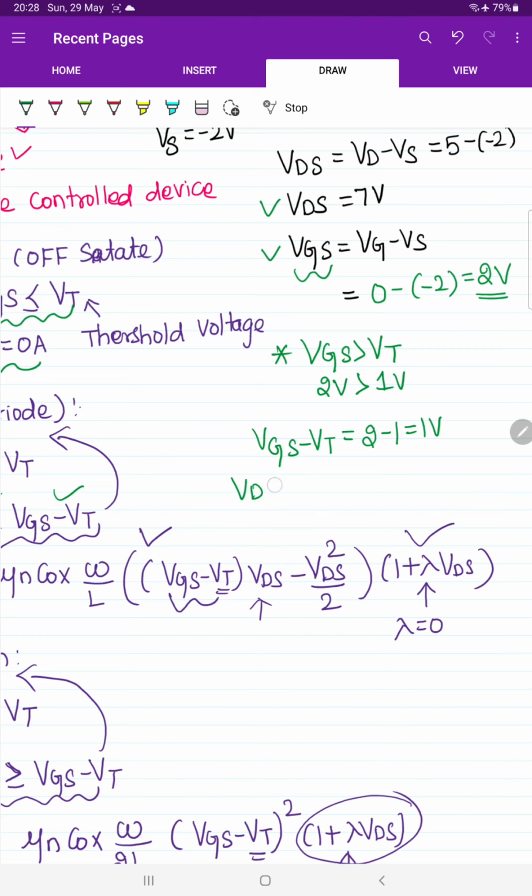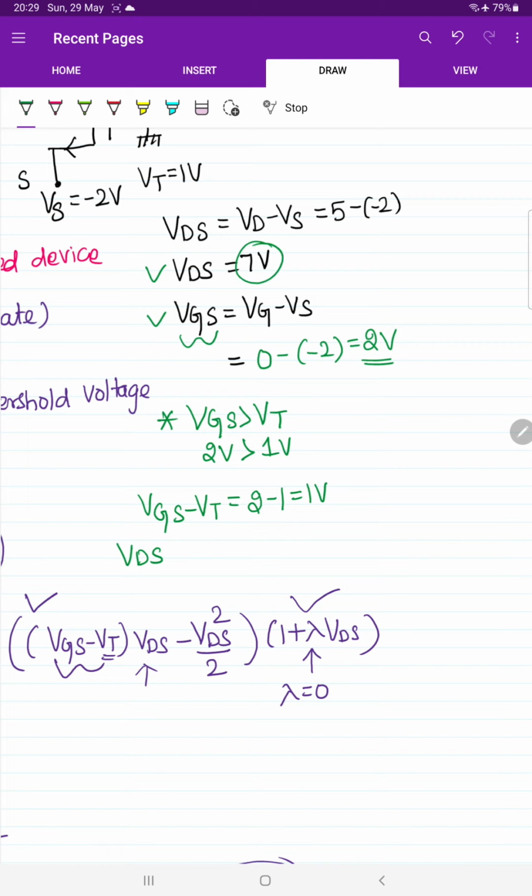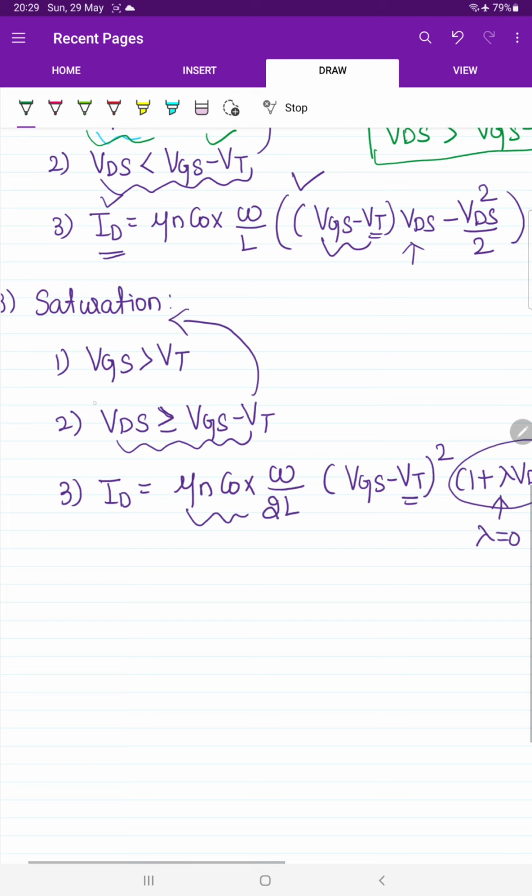Finally, we know value of VDS is 7. Already we have explored that. See, VDS is 7. It clearly indicates that the value of VDS is greater than the value of VGS minus VT. So what is the conclusion? Whenever the value of VDS is greater than or equal to the value of VGS minus VT, if any one condition is satisfied, then automatically we can conclude that the region of operation is saturation region.